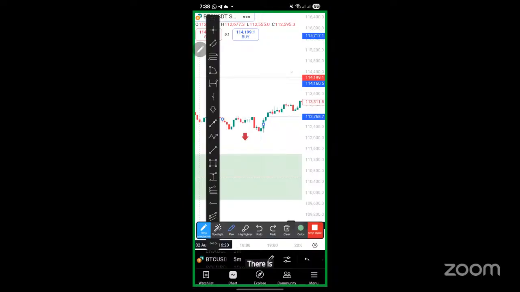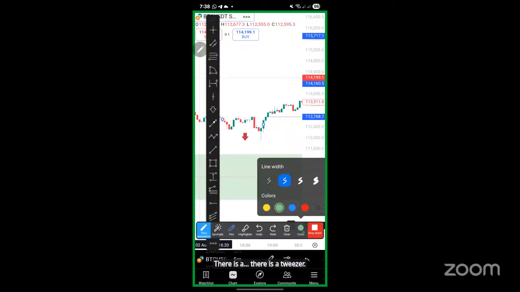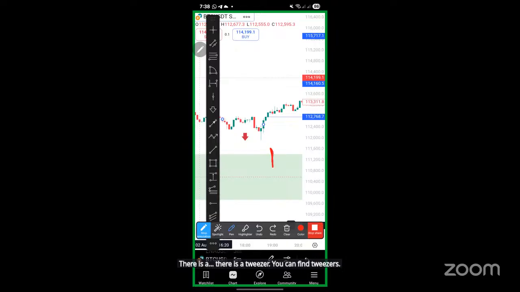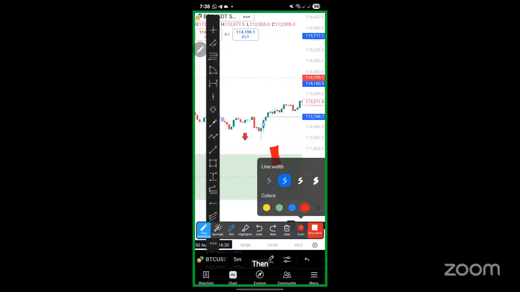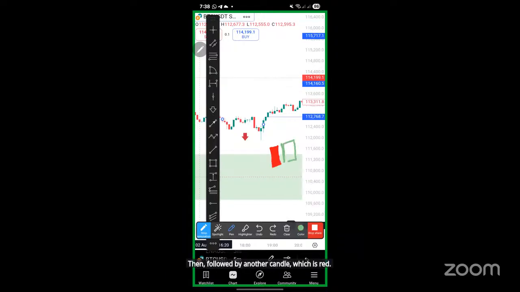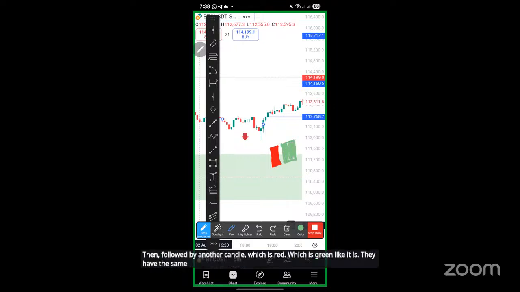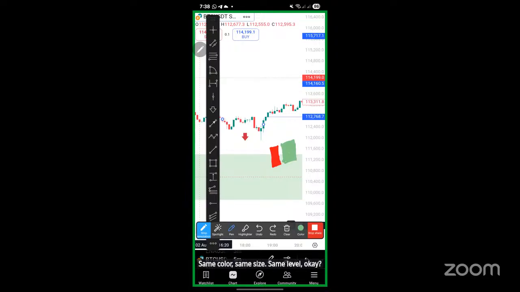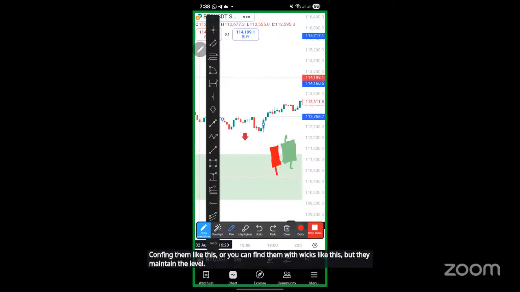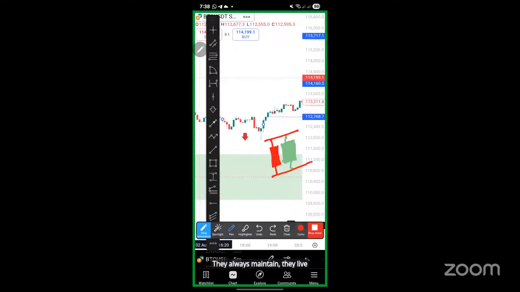There is a tweezer. You can find tweezers. You can find a big red candle like this one, then followed by another candle which is green like this. They have the same size, same level. You can find them like this, or with wicks like this, but they always maintain the level. So instead of finding this here, you may find this, and this one indicates bullish momentum.